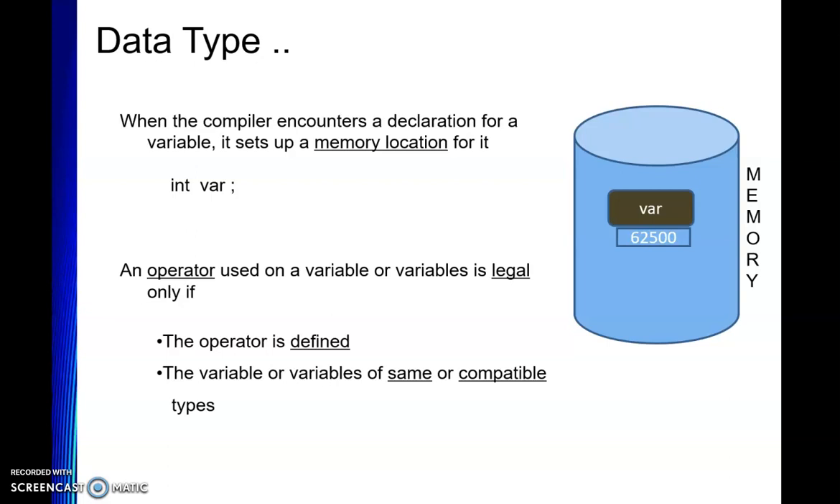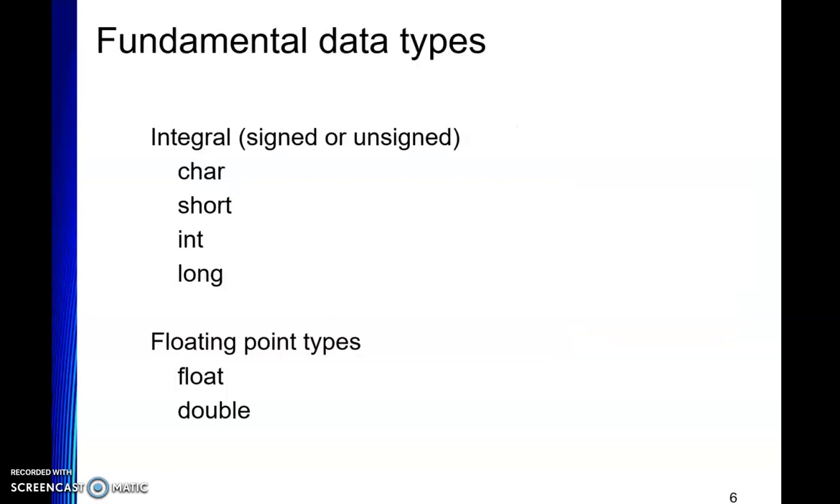Same means int and int. Compatible is something like int plus float, if I write that, then the entire result will go into float itself. What is this compatible? We will be discussing that when we talk about typecasting and all this. Right now, just understand, whenever you are declaring a variable, memory location is given, and an operator is used on it. All these operators we have already discussed.